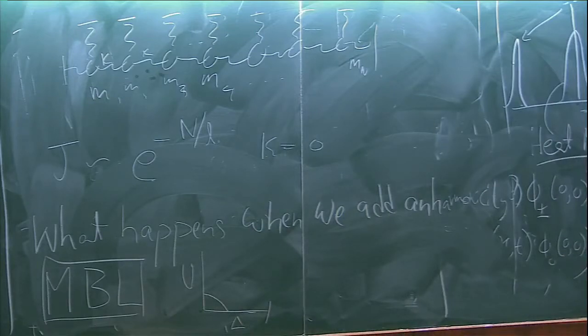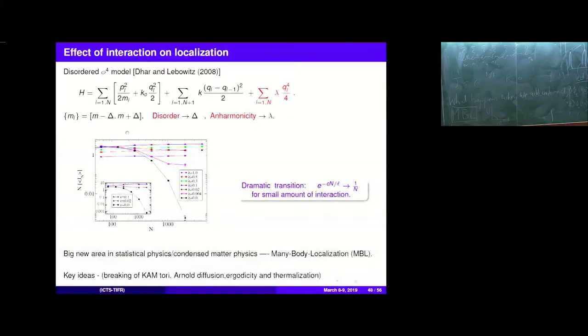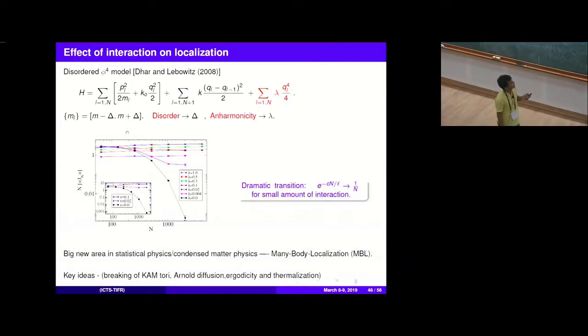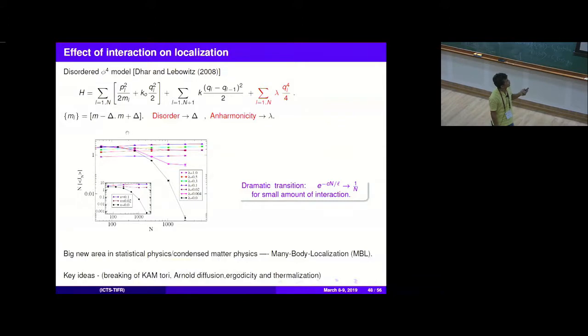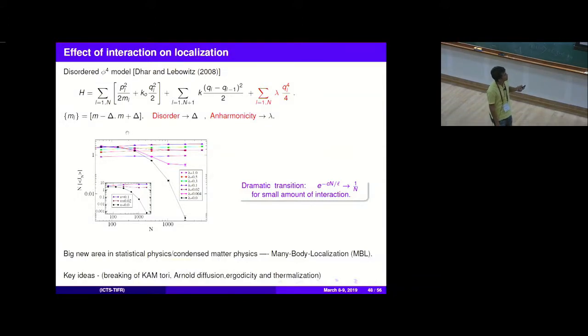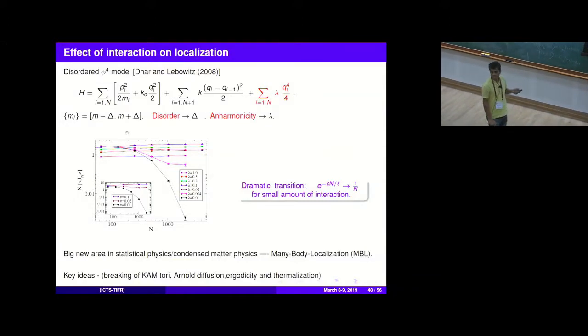So I'll just show you some results. This is from some simulations we had done where we took this particular model. This is the anharmonic part, this is the disorder, and there's on-site pinning. I'm plotting conductivity versus system size. This black curve is when lambda is zero, so no anharmonicity, just a disordered harmonic chain with pinning. So you expect an insulator and the conductivity decays exponentially with system size. This is a log-log plot, and you see that the conductivity decreases, it becomes an insulator.